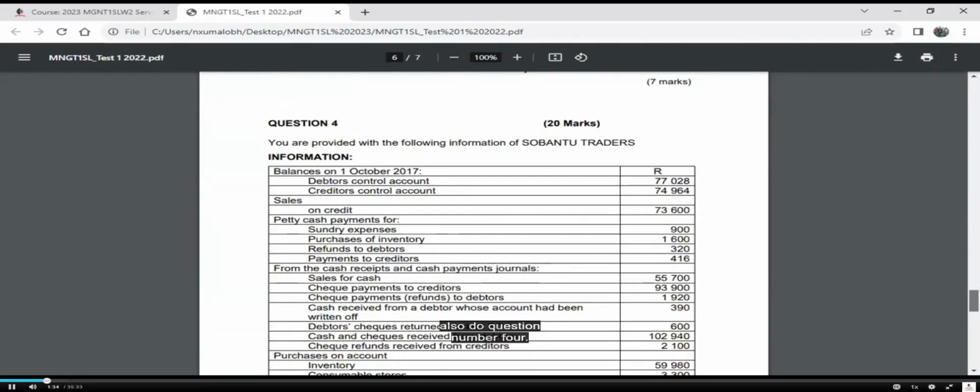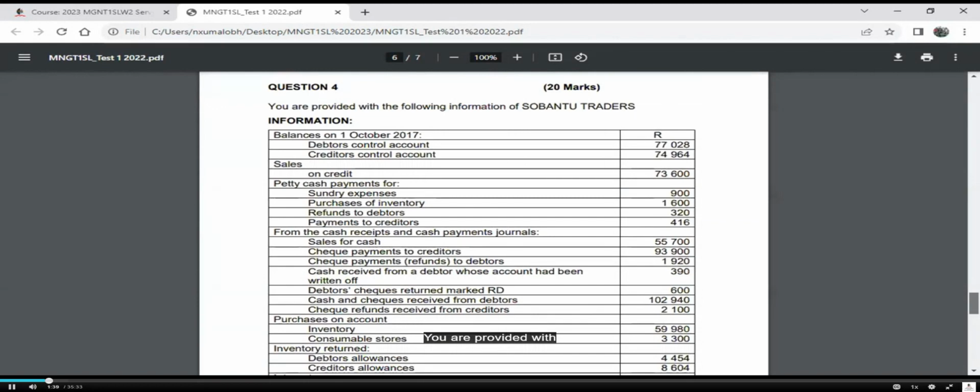Also do question number 4. This is what we are doing. You are provided with information of Sobantu Traders. The information given has opening balances on the 1st of October 2017. There is debtors control account. In other words, the correct term should be trade receivable account. I'll explain that. Creditors control, which is trade payables, is an amount given. This is the balance given at the beginning.